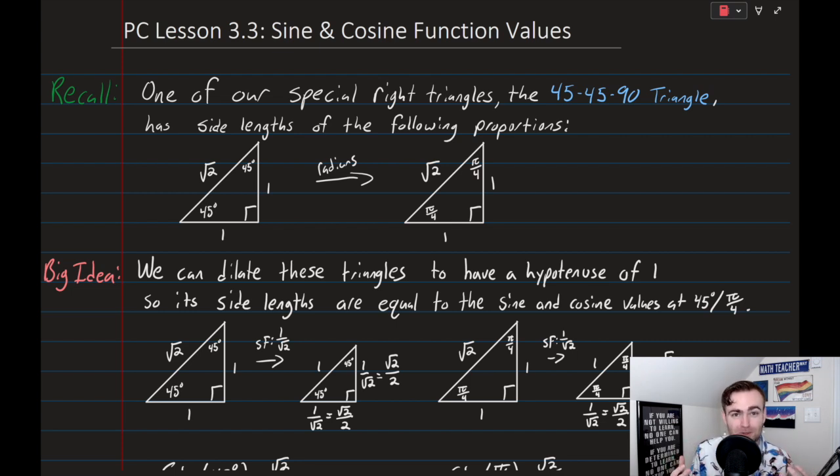Hopefully your geometry teacher talked about this in geometry. I know that I do. They are special triangles based off of angles that have really specific ratios for their side lengths. The first one is the 45-45-90 triangle.